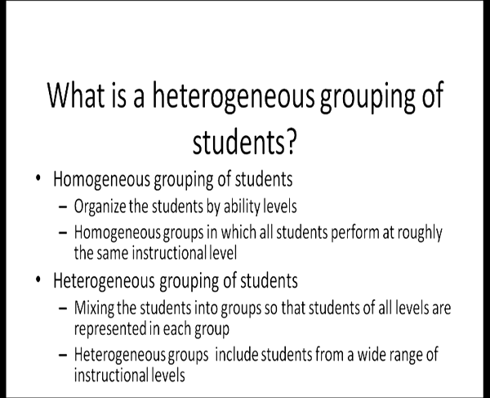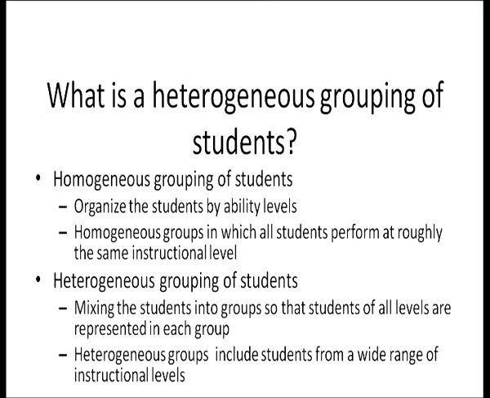Homogeneous groups of students organize the students by their ability levels. In a homogeneous group, all students perform at roughly the same instructional level. In a heterogeneous group, there is mixing of students so that students of all levels are represented in each group. Heterogeneous groups therefore include students from a wide range of instructional levels.